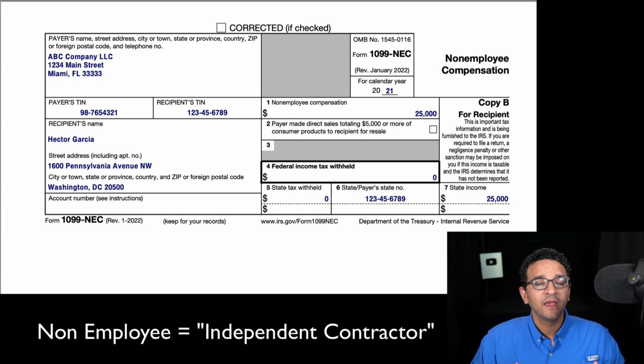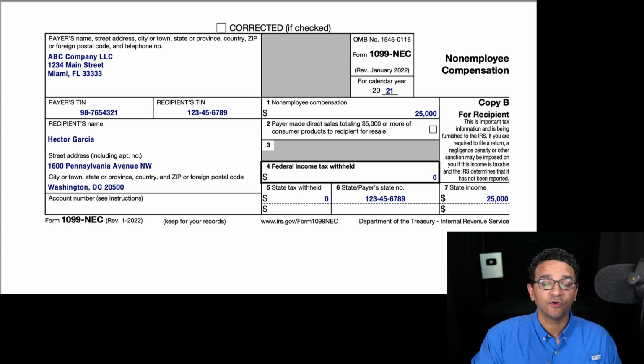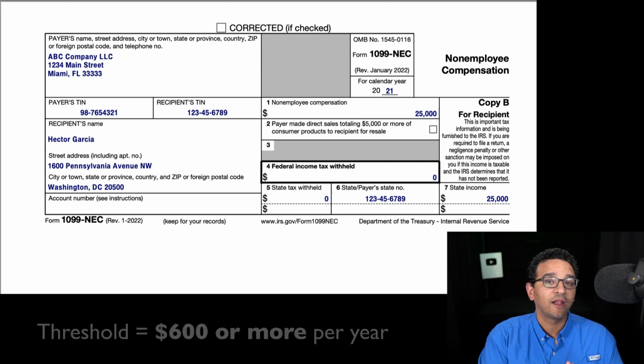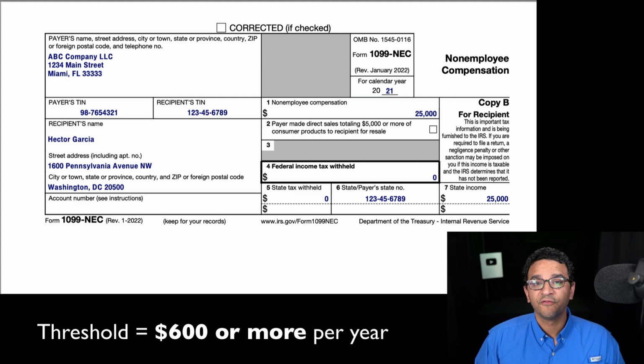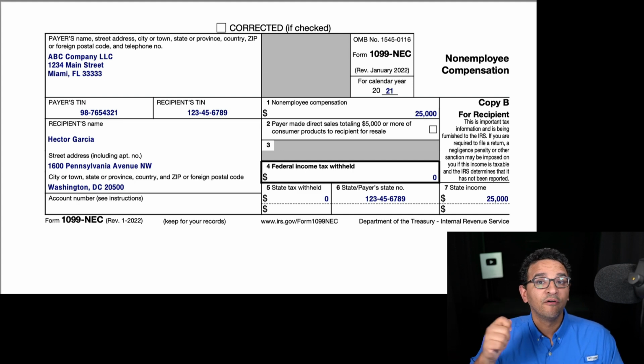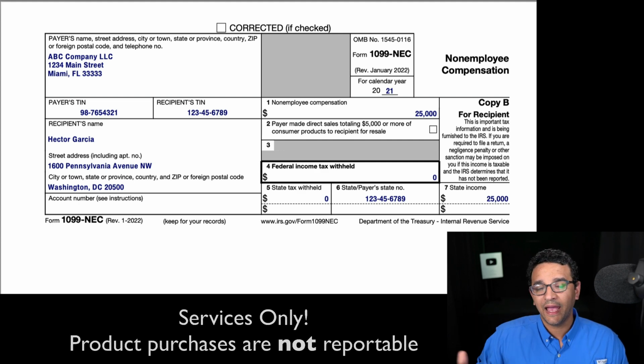Now, here's the deal. If you manage a business that pays any individual in their personal name, so to John Doe, $600 or more through the year for services, you must issue them a 1099-NEC. There's a couple of caveats. Number one, if you pay that individual for products, you don't include those in the 1099-NEC, assuming that you pay them both for services and products.